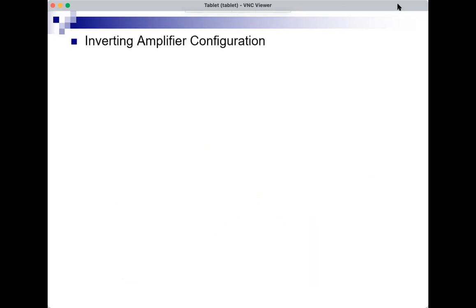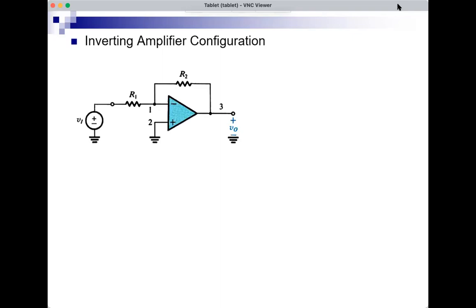Let's try to apply it in some simple configurations. Let's build an inverting amplifier configuration. I don't want an amplifier with infinite gain. Maybe I want just an amplifier with a gain of minus 15, minus 20. How can I build one out of op amps? Here's a very simple and very popular circuit to build an inverting amplifier.